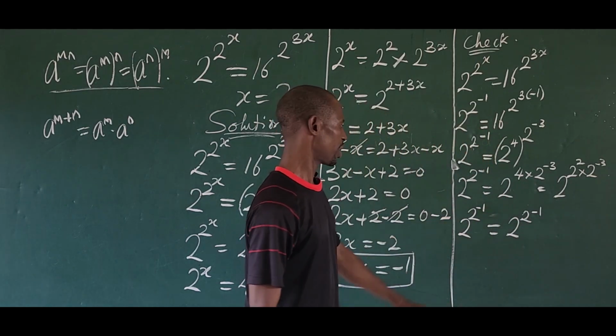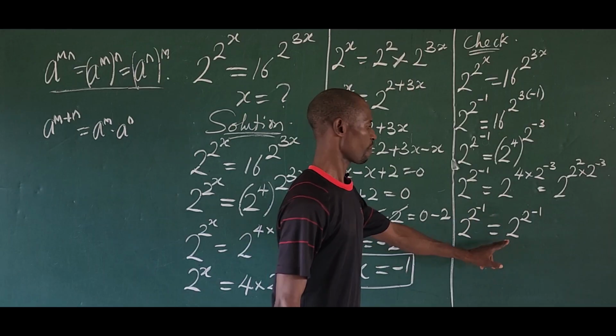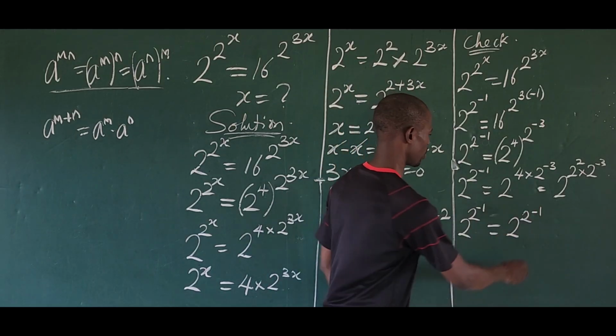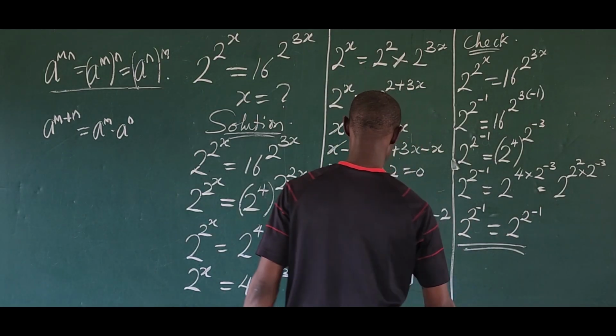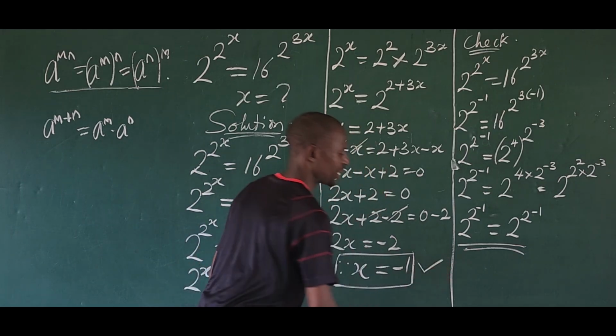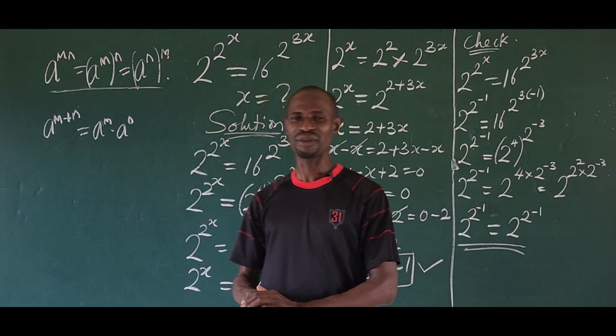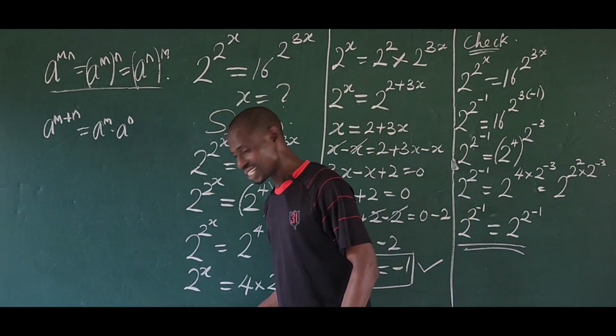Look at what I have here now: 2 to the power of 2 raised to minus 1 equal to 2 to the power of 2 raised to minus 1. So this shows that the answer we solved for, x equal to minus 1, actually satisfies the original equation. Again, this is a simple one.